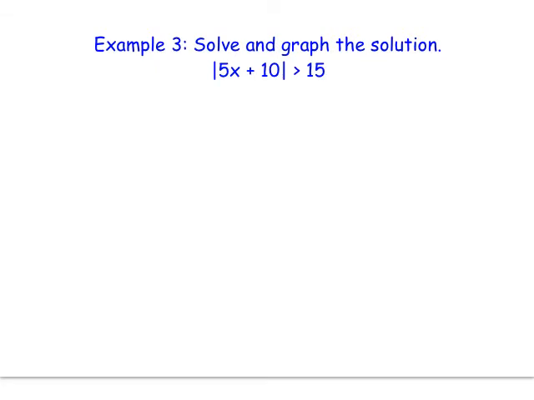In example 3, our absolute value bars are isolated, but if you'll look, the symbol is different. The symbol this time is a greater than symbol instead of less than. So this one's ready to break apart into two problems, but this time instead of using the word "and", we will use the word "or" because the symbol was greater than. Okay, so here's our two problems set up.